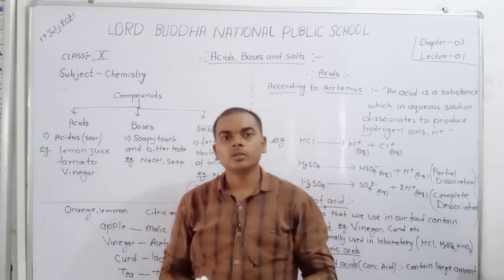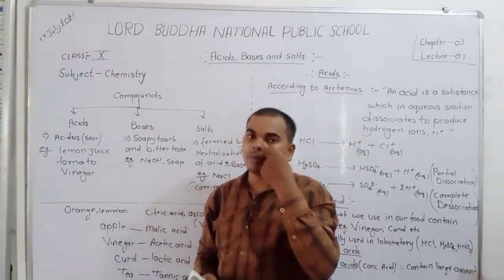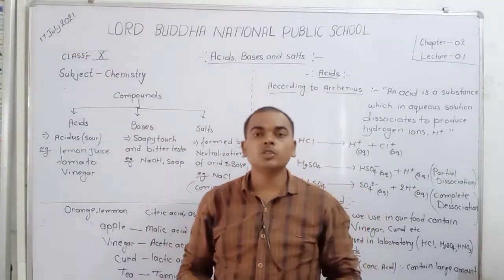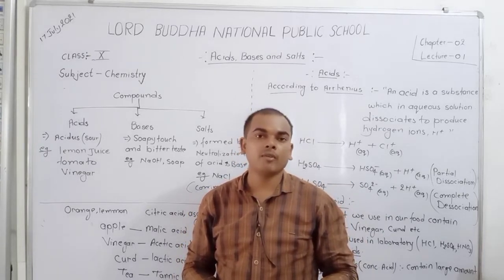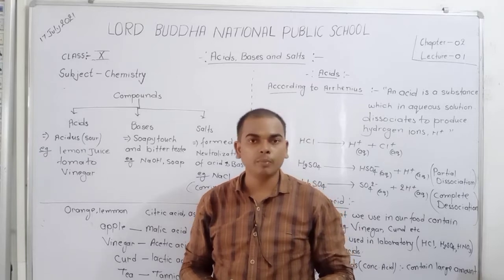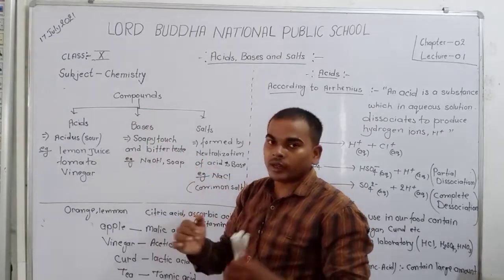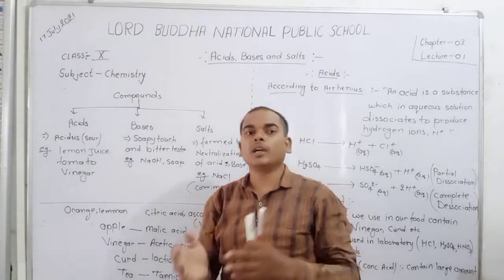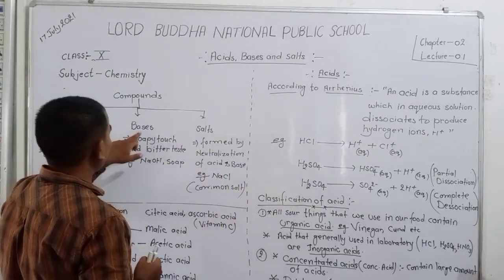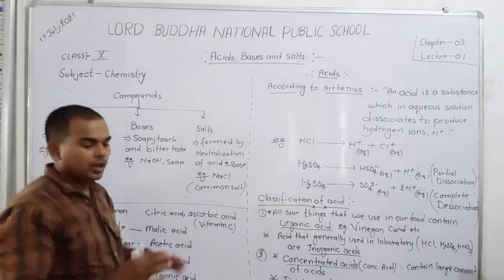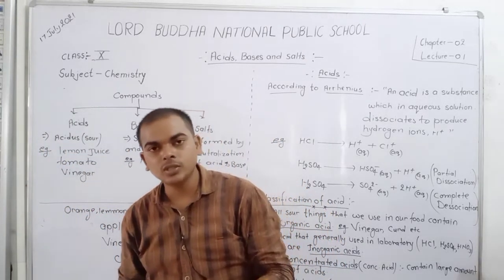Dear student, a compound means a substance which is made by more than one type of element or atom. We classified compounds into three categories. The first category is acids, bases, and salts. In nature, there are three types of compound: acid, bases, and salt.